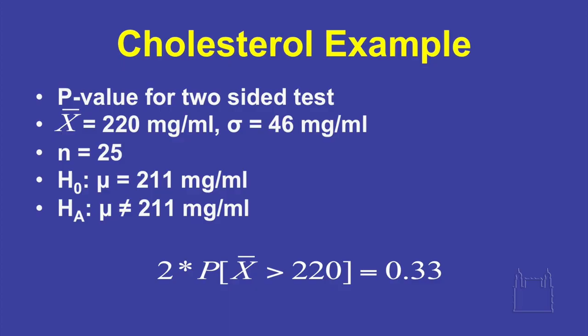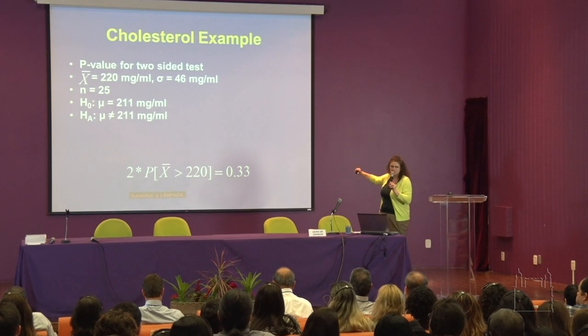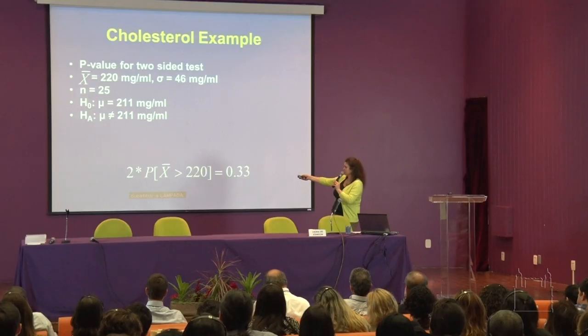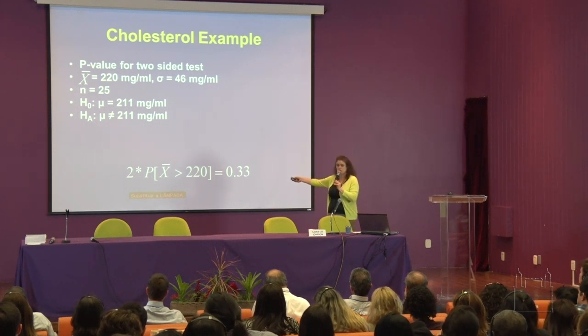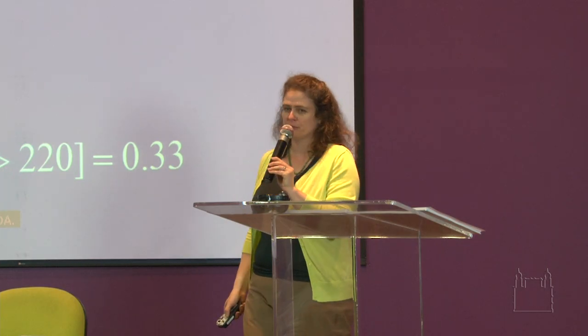So back to cholesterol. I want a p-value for my two-sided test. My average cholesterol in my sample is 220. The population standard deviation was 46. I could do a t-test and I could actually use my sample standard deviation. My sample size was 25, and since this is a two-sided test, it's going to be 2 times the probability that the average from my sample is more extreme than what I saw, which is 220. So when I solve this probability, I get 0.33.